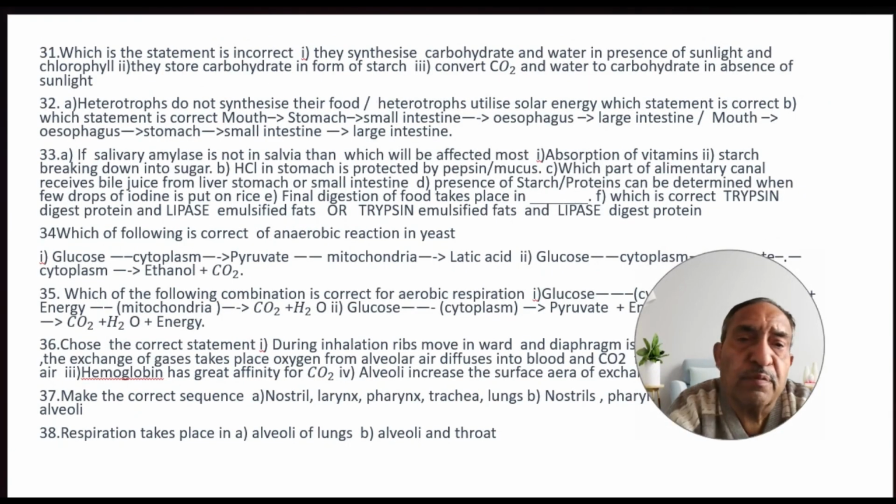Question number 31. Which statement is incorrect? कौन सी statement incorrect है? First, they synthesize carbohydrate and water in the presence of sunlight and chlorophyll. Second है, they store carbohydrate in the form of starch. Third है, convert CO2 and water to carbohydrate in the presence of sunlight. इनमें से कौन सा स्टेटमेंट गलत है, ये मार्क करना है.